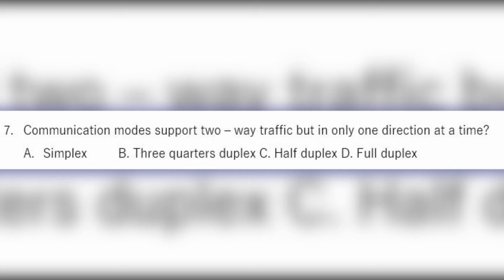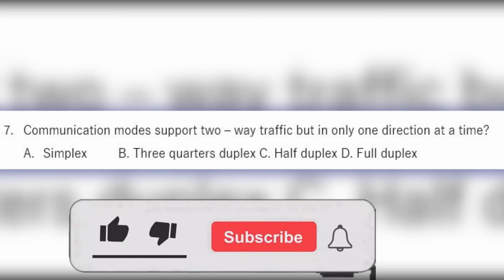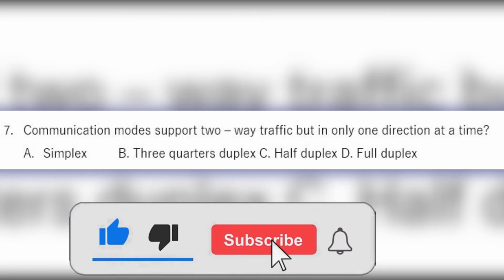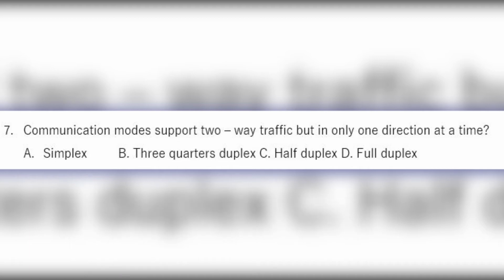Question number 7. Which communication mode supports two-way traffic but in only one direction at a time? A. Simplex. B. 3/4 duplex. C. Half duplex. D. Full duplex. The correct answer for this question is choice C. Half duplex.